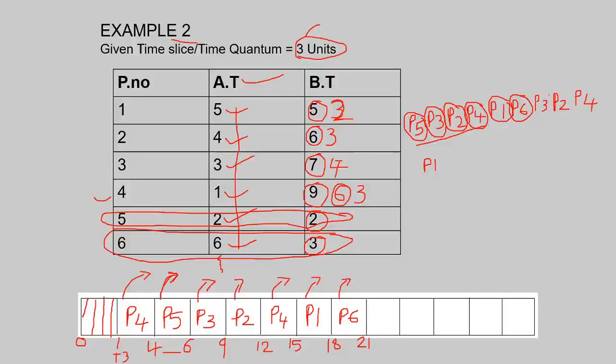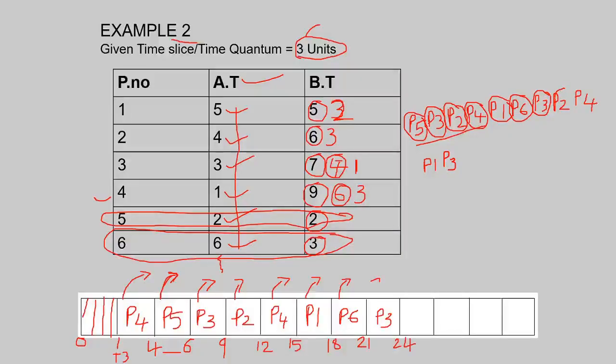So next process you select from the queue, that is process P3. So P3 burst time is still 4 units are remaining. So out of 4, it is going to execute 3 units. So still 1 unit will remain. So 21 plus 3, it is 24. So P3 has not completed its execution. So put P3 into the queue now. Still 1 unit is remaining.